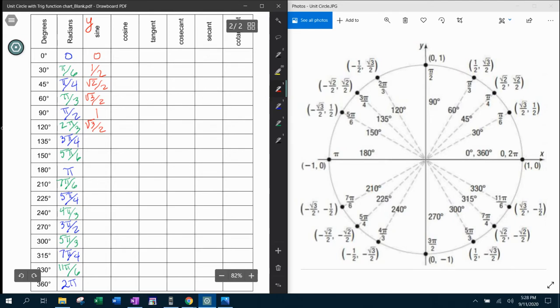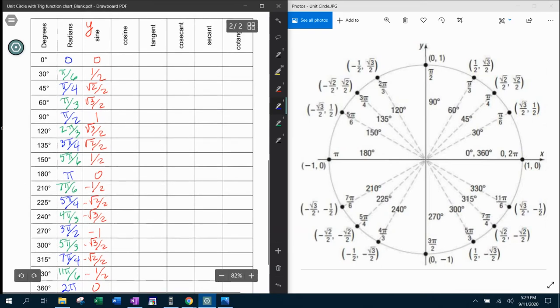Square root of 3 over 2, square root of 2 over 2, 1/2, back at 0. Negative 1/2, negative square root of 2 over 2, negative square root of 3 over 2, negative 1, negative square root of 3 over 2, negative square root of 2 over 2, negative 1/2, and back at 0. So there's your sine values. Piece of cake. Now let's do cosine.